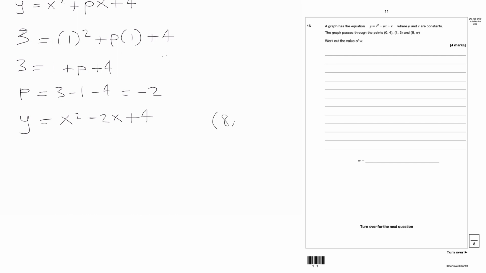We can now use this to work out our value of w. So w here is our y coordinate and our x coordinate is 8. So w is equal to 8 squared minus 2 times 8 plus 4. So this is 64 minus 16 plus 4, which is 52.